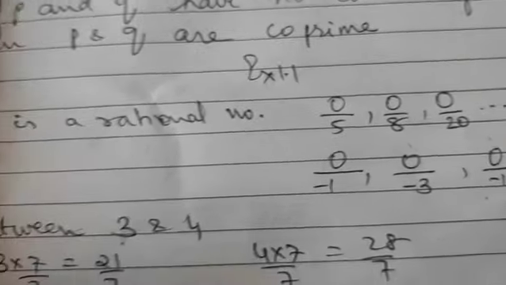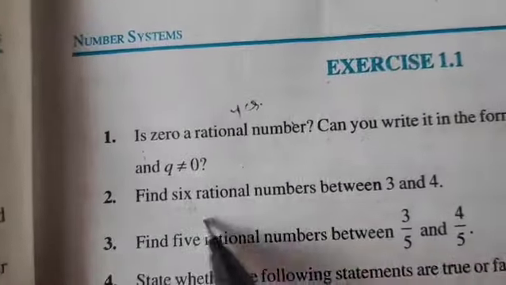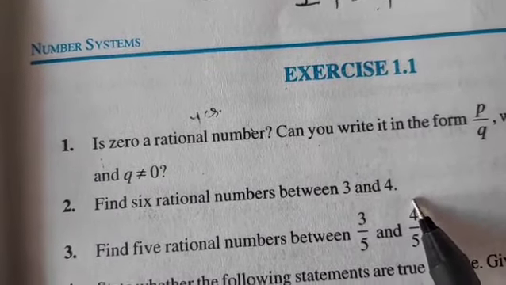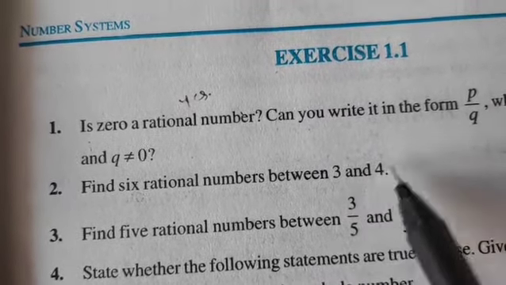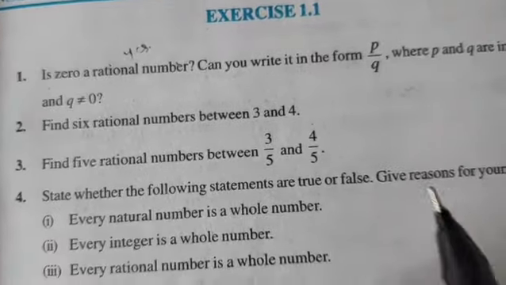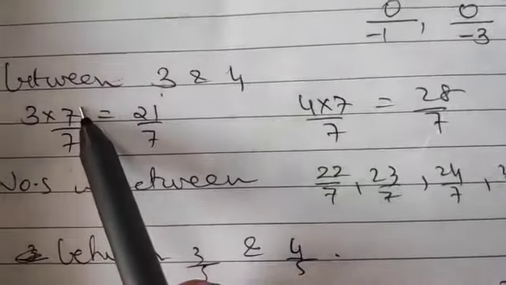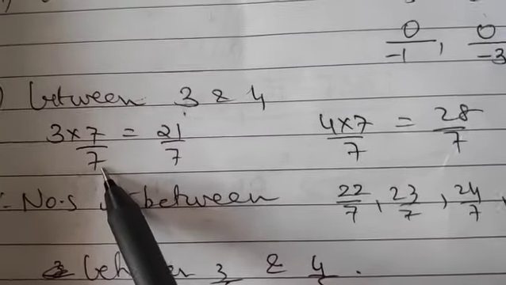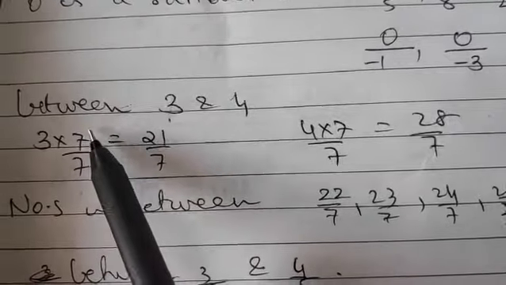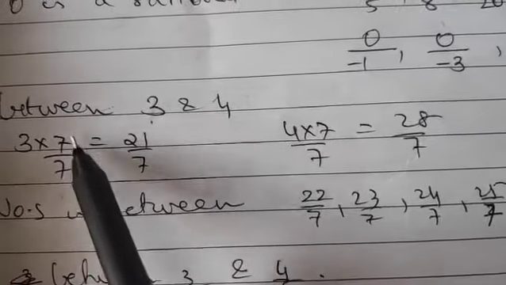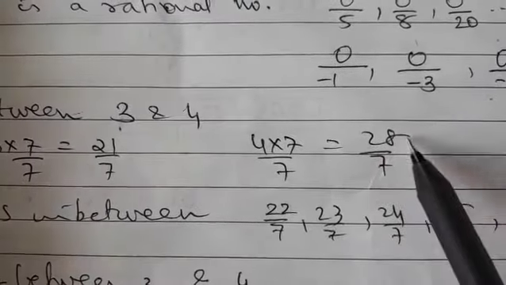Got it? Okay. The second question given to you is find 6 rational numbers between 3 and 4. See? Earlier we found 5 rational numbers between 1 and 2. Now it is 6 rational numbers between 3 and 4. So how should you do it? Since it is 6 rational numbers, I have multiplied by 7 upon 7. Because I want 6 numbers, I am multiplying it by 7 upon 7. 3 7s are 21 upon 7, which is 3 only. 4 7s are 28 upon 7, which is 4 only.